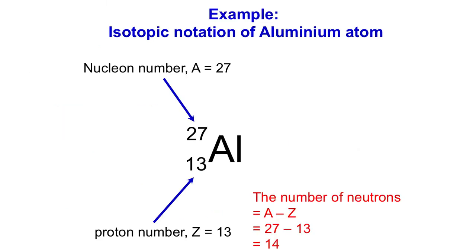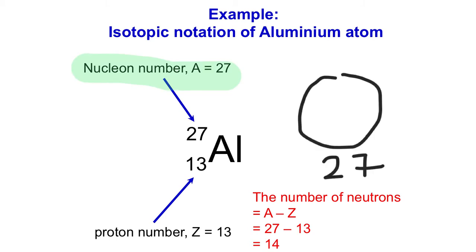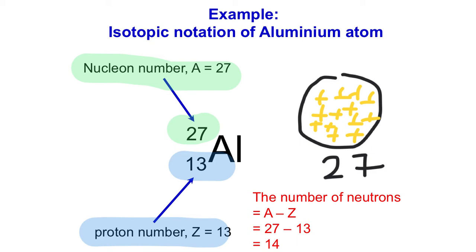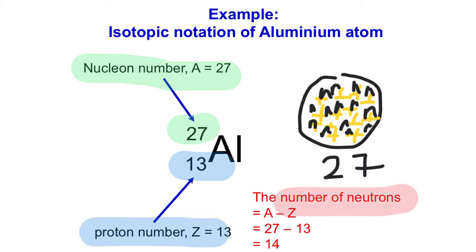For example, isotopic notation for an aluminium atom. The mass number of aluminium, or nucleon number, is 27, written at the left and upper side. The proton number for aluminium is 13, written at the left and lower side. From this information, we can identify the number of neutrons is 14.